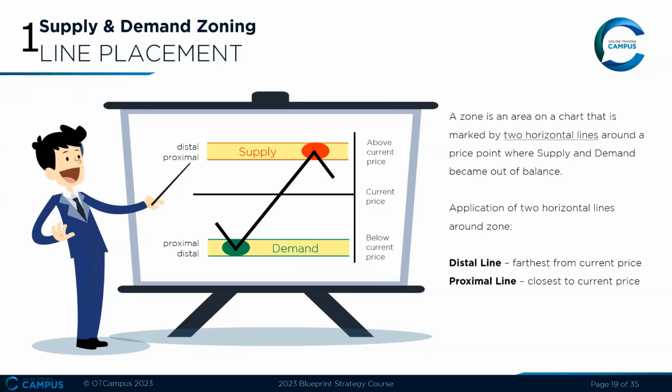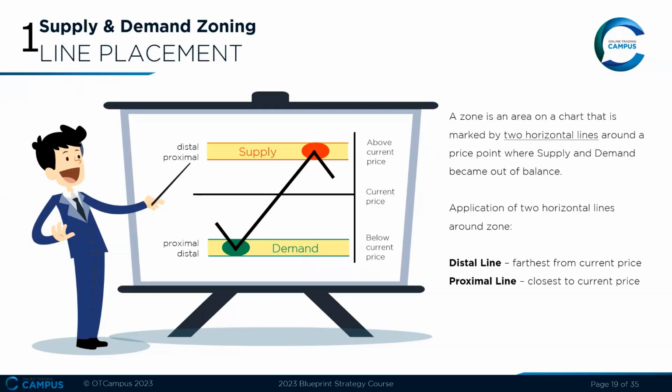Now, there'll be certain names for those lines. There'll be a distal line and there'll be a proximal line. Now, the proximal line is always the line that's closest to current price, and the distal line is always the line that's farthest away from current price.